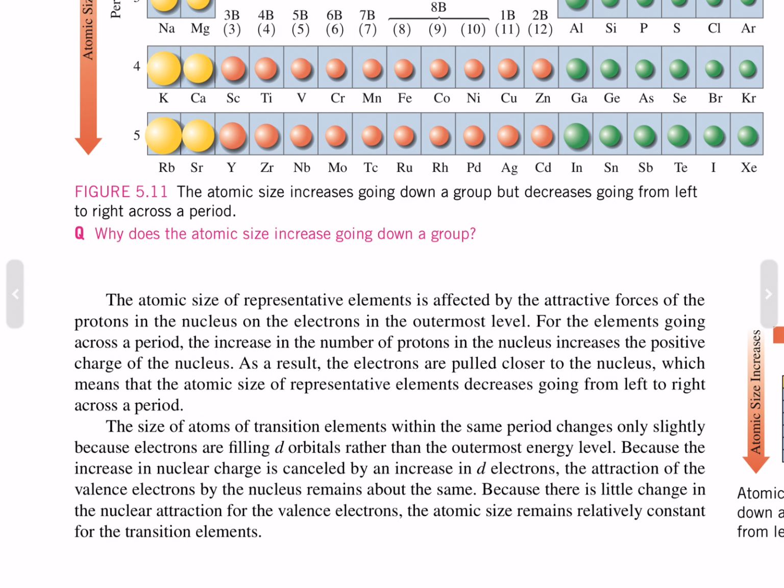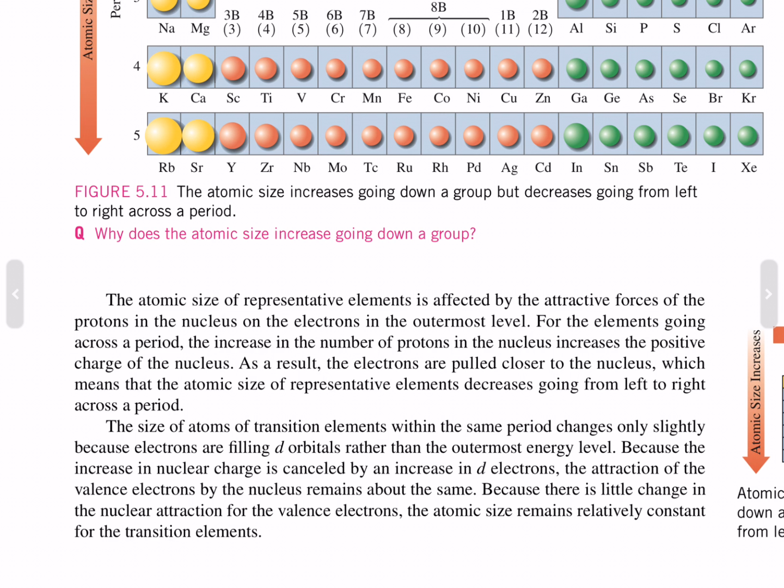For the elements going across a period, the increase in the number of protons in the nucleus increases the positive charge of the nucleus. As a result, the electrons are pulled closer to the nucleus, which means that the atomic size of representative elements decreases, going from left to right across a period.